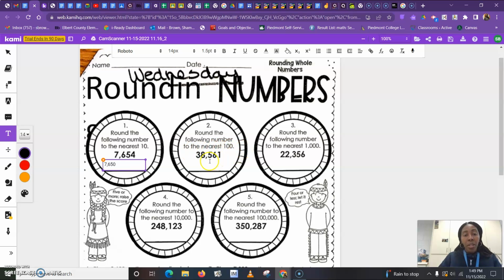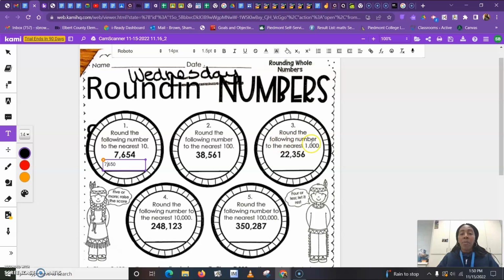So I will look at the number in the hundreds place, see it's a 5. And then my number after the 100th place is a 6. And that's what's going to tell me whether my 5 is going to soar or rest. So my 6 is bigger than 5. So I know that this 5 is going to soar. So the 5 will turn into a 6. Everything else before my 5 stays the same. Everything else after my 5 turns into a 0. So you're going to write that number on the line.